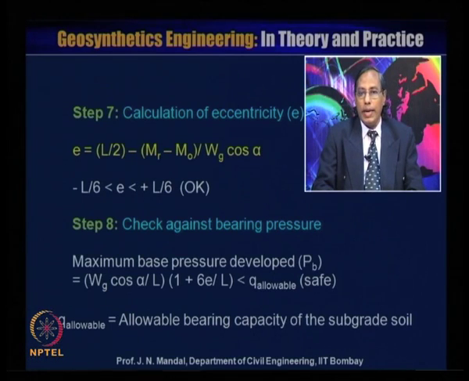Step 8, check against bearing pressure. The maximum base pressure developed, Pb, is equal to Wg cos alpha divided by L, into 1 plus 6C divided by L. This should be less than Q allowable, then it is safe. Q allowable is the allowable bearing capacity of the subgrade soil.